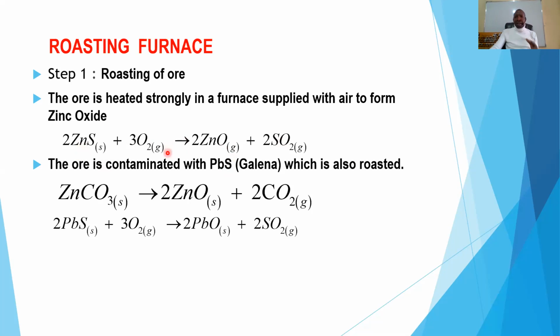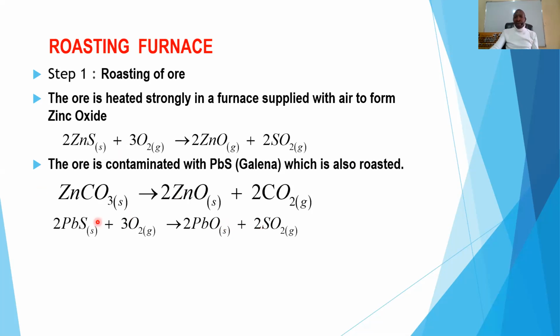So the blende is usually contaminated. The main impurity in the zinc blende is lead(II) sulfide. The lead(II) sulfide is also roasted in the presence of air to form lead oxide and sulfur oxide.